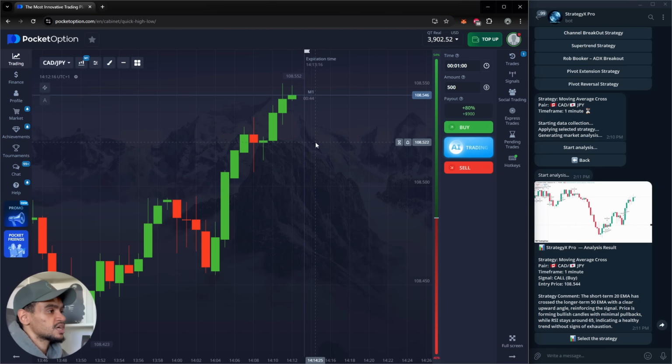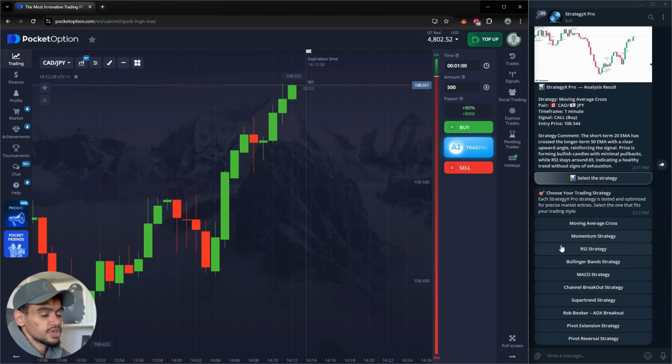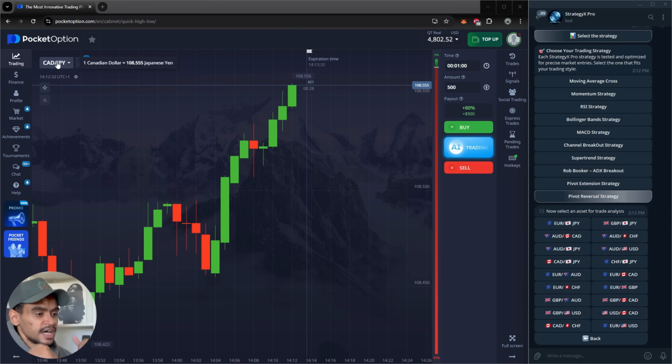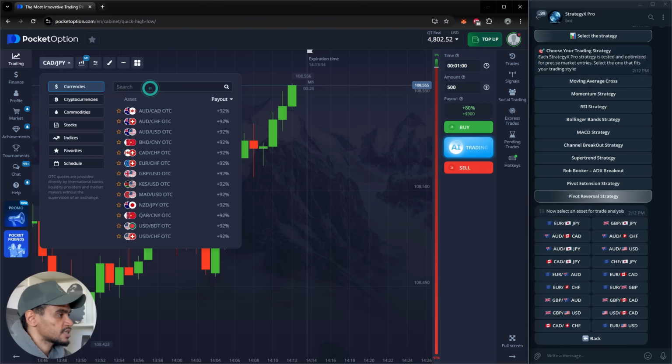And there it is, we make our first money, our first $400, and we're not gonna go crazy today, just a couple of trades. And let's try to find another asset. Let's go with pivot reversal strategy. Let's jump to the other side, the more difficult ones, and let's continue.